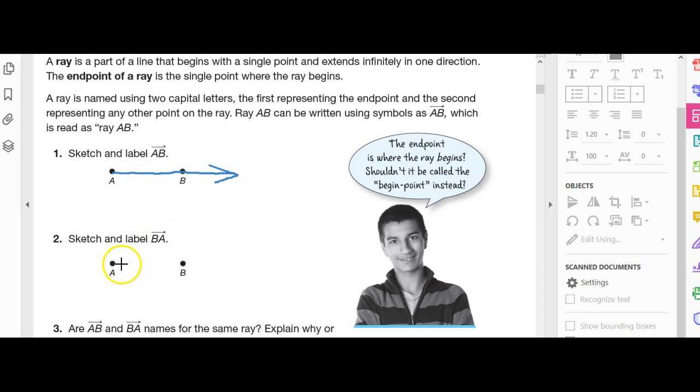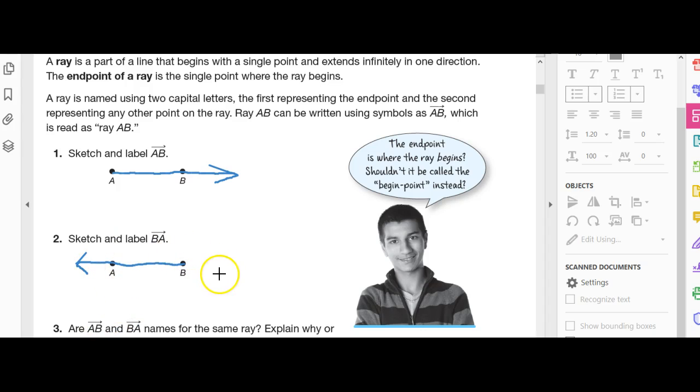Now it says sketch and label ray BA. So using these same points, A and B again, I know that because the B is listed first, now it's a different ray. They may have some part in common, but they are not the same ray. This one starts at A and goes that direction through B. This one starts at B and goes this direction through A.